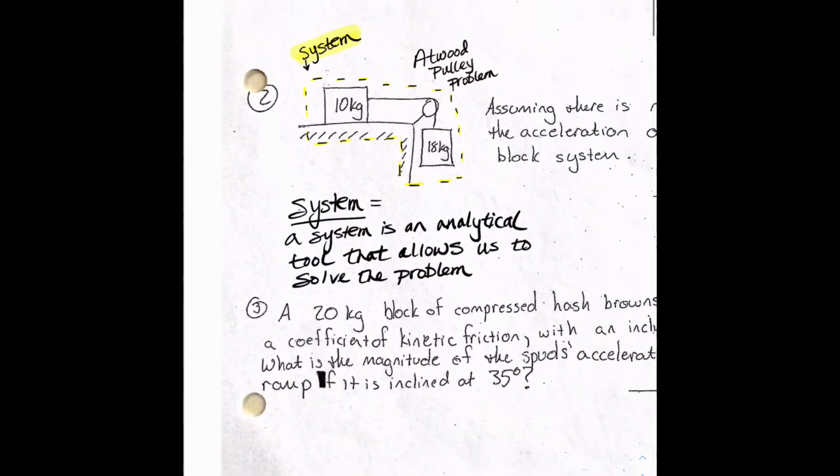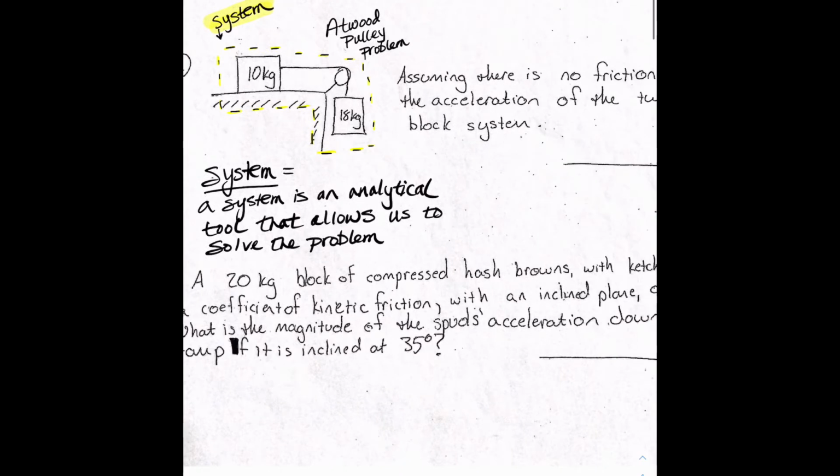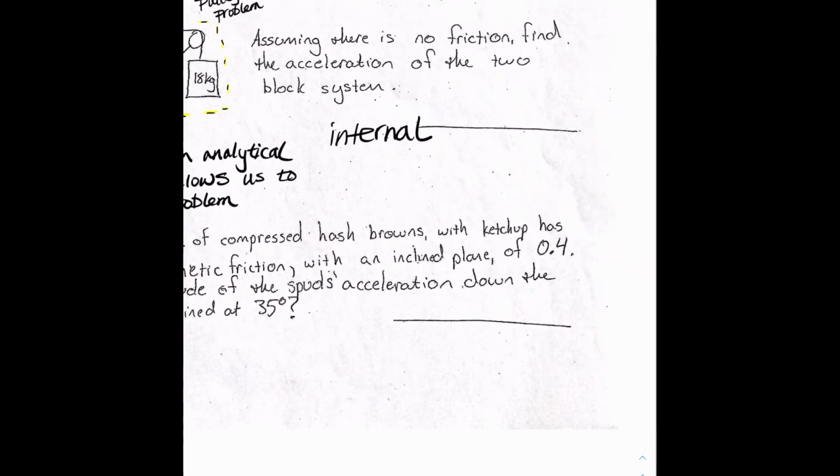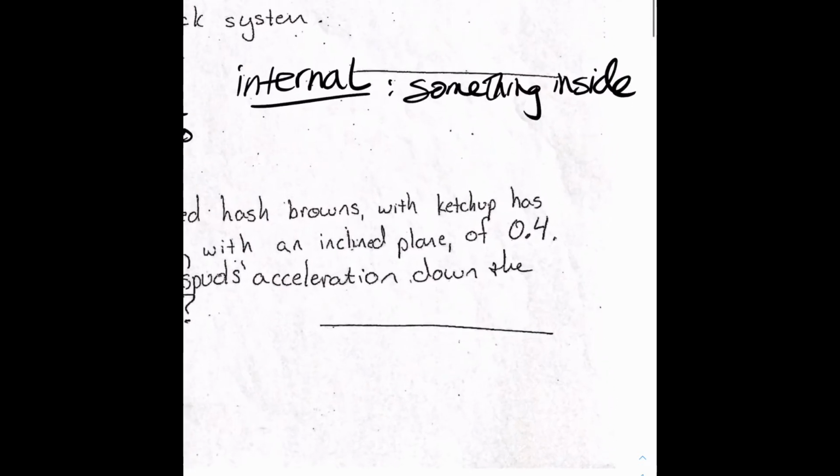When things are inside the system, we like to refer to them as internal. I'll just write that. So inside that yellow box. And if it's outside the yellow box, we'll refer to it as external.